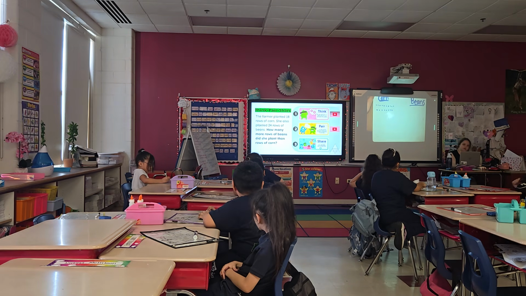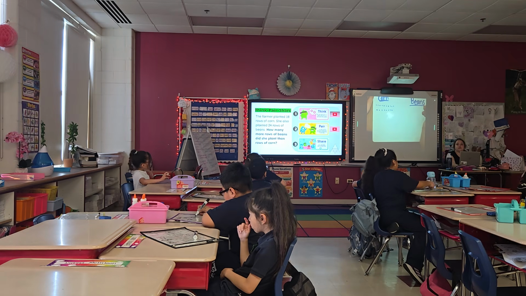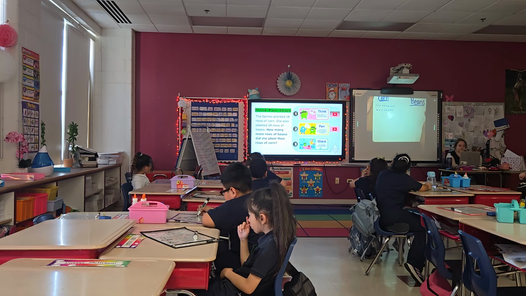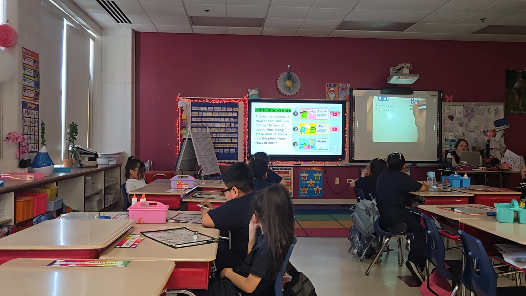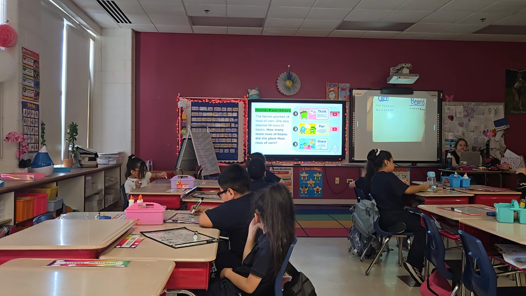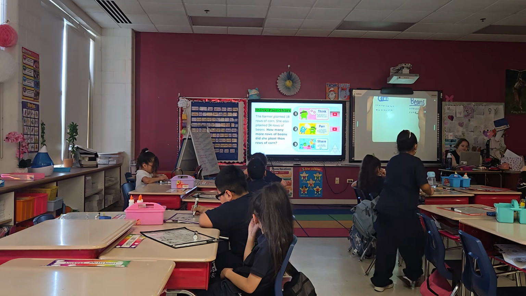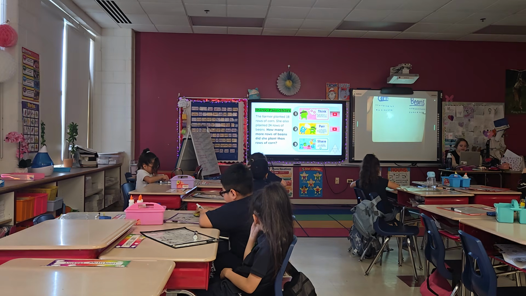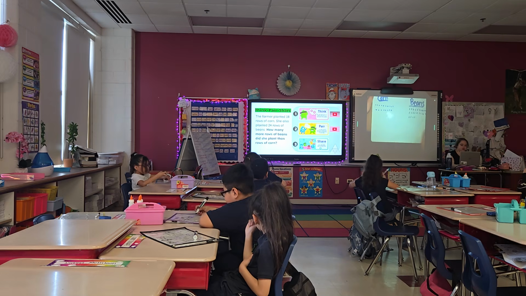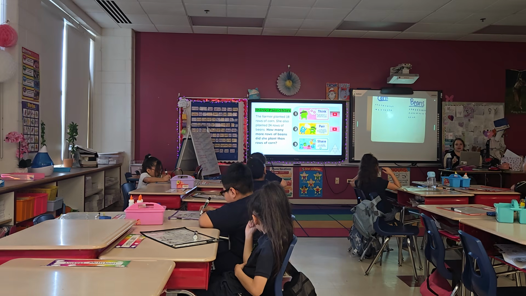Oh, we forgot something. Now, how many beets did the farmer have? 24, so I'm going to do 24 dots. 1, 2, 3, 4, 5, 6, 7, 8, 9, 10, 11, 12, 13, 14, 15, 16, 17, 18, 19, 20, 21, 22, 23, 24. Notice how I do my dots in lines of 10, so I can keep track of them.